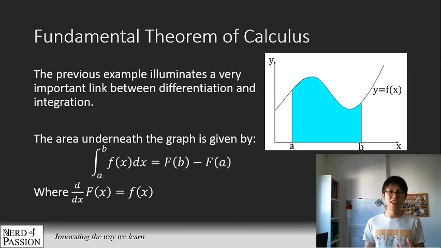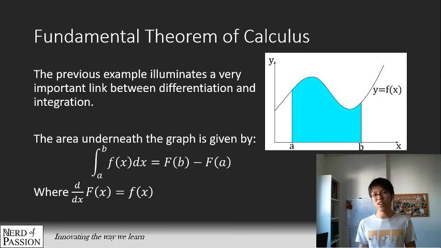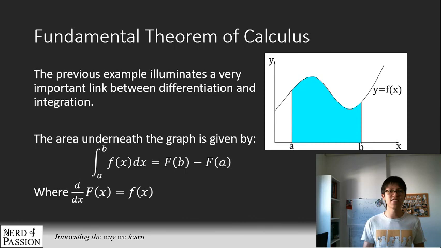So say you're given a random graph of f(x), and you're trying to find the area from a to b. So when x is equal to a to x is equal to b. You can have a rough picture by that little sketch I have right there. Okay, so all you need to do is anti-differentiate the function f(x) to give you capital F(x), and then plug in the values of b and a, and then subtract them out.